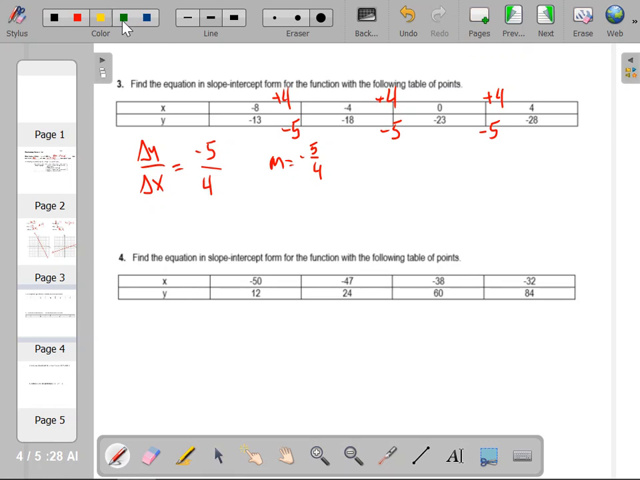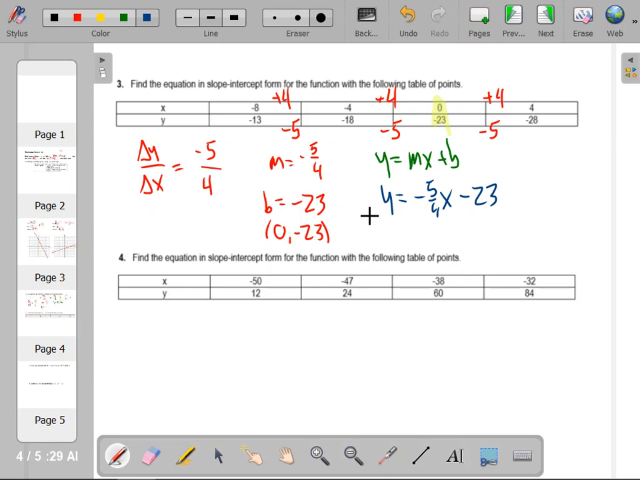Now, if we're going to write the equation in slope-intercept form, which is y equals mx plus b, we know m, but we don't know b necessarily. So what I'm going to do is see if I know the ordered pair for the y-intercept. The y-intercept is when x is 0, that's right there. So since I am given the y-intercept, I can say b is -23, or 0, -23 is the ordered pair. So now when I want to write the equation, I can say y equals m, the slope, -5/4 x minus 23. The y-intercept is always where x is 0. So if I can find that point, I can just go ahead and write the equation.